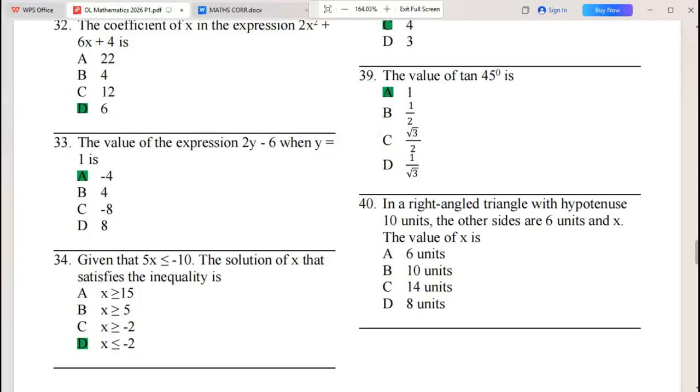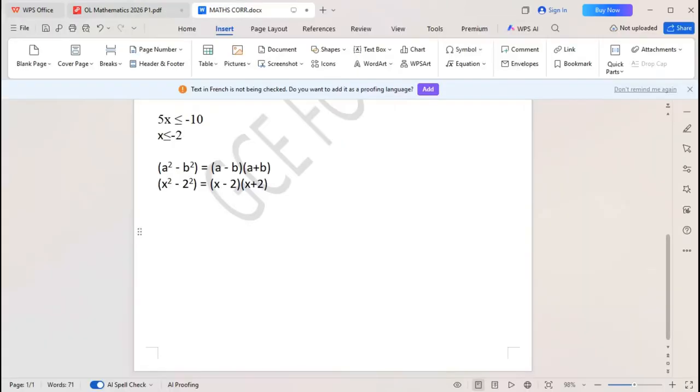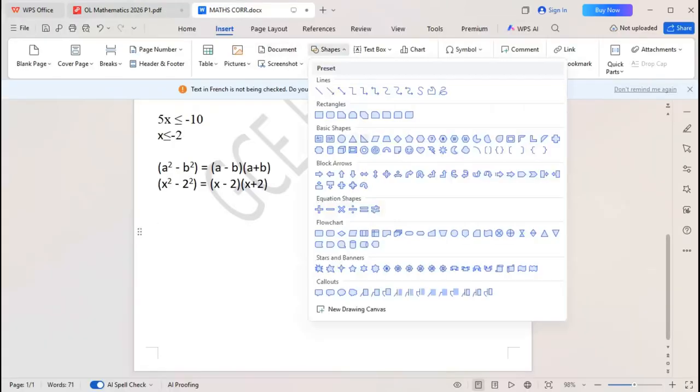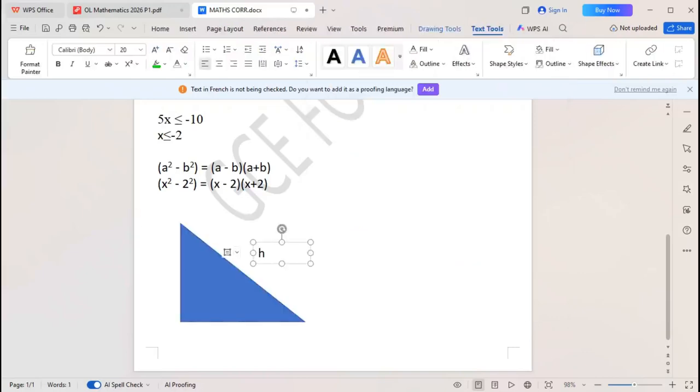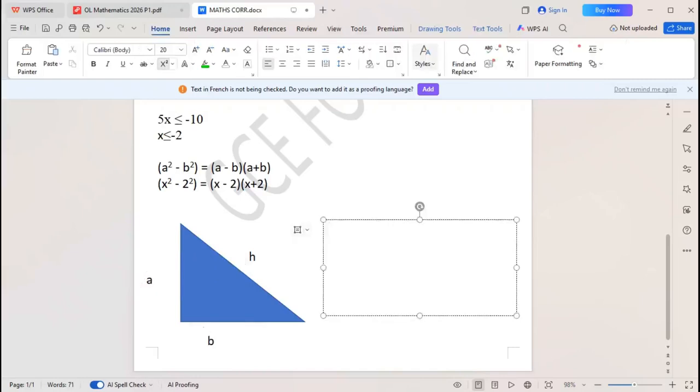Question 40. In a right angle triangle with hypotenuse 10 units, the other sides are 6 units and x. The value of x is. Now a right angle triangle is something like this. On the right angle triangle, this is the hypotenuse. Let's call it h. This side here, let's call it side a, and the side below, let's call it side b. According to Pythagoras' theorem, the square of the hypotenuse, h squared, is equal to the sum of the squares of both sides, a squared plus b squared.